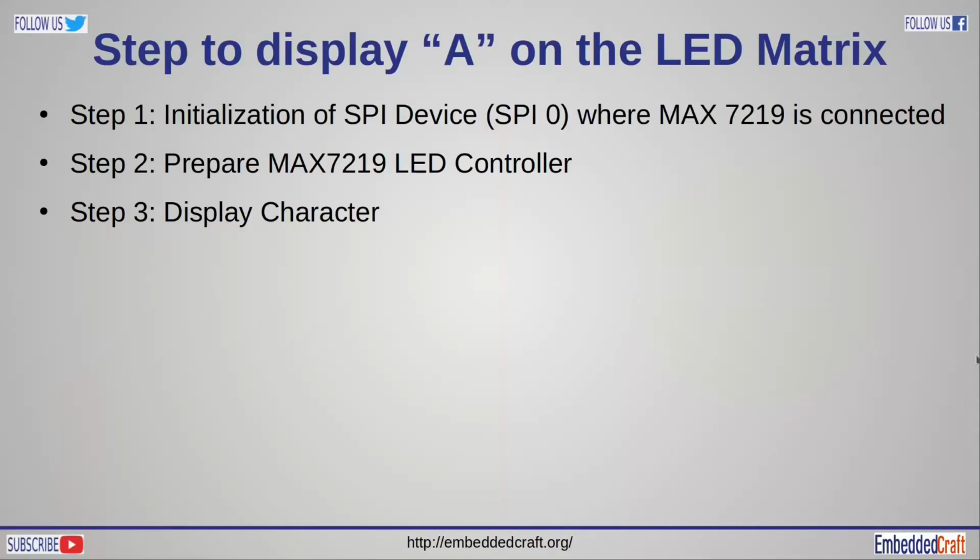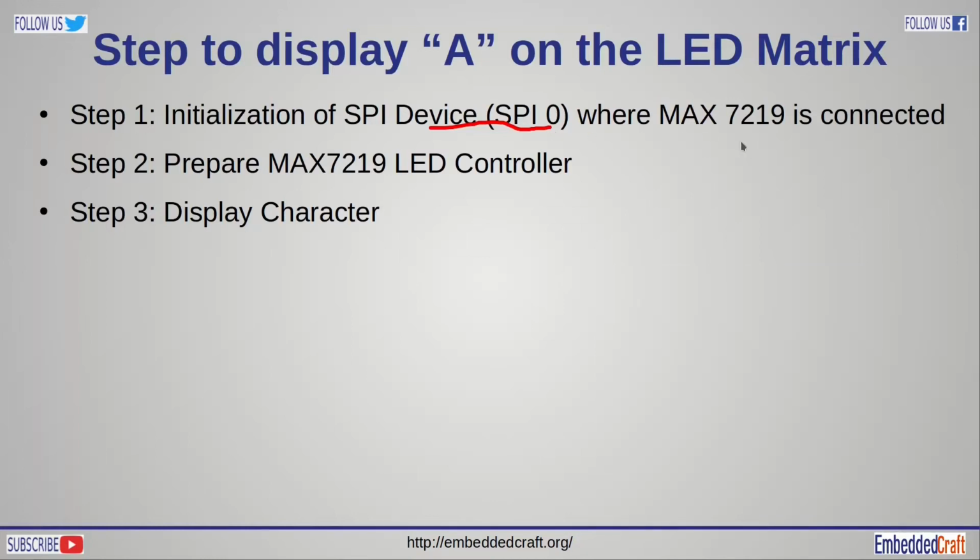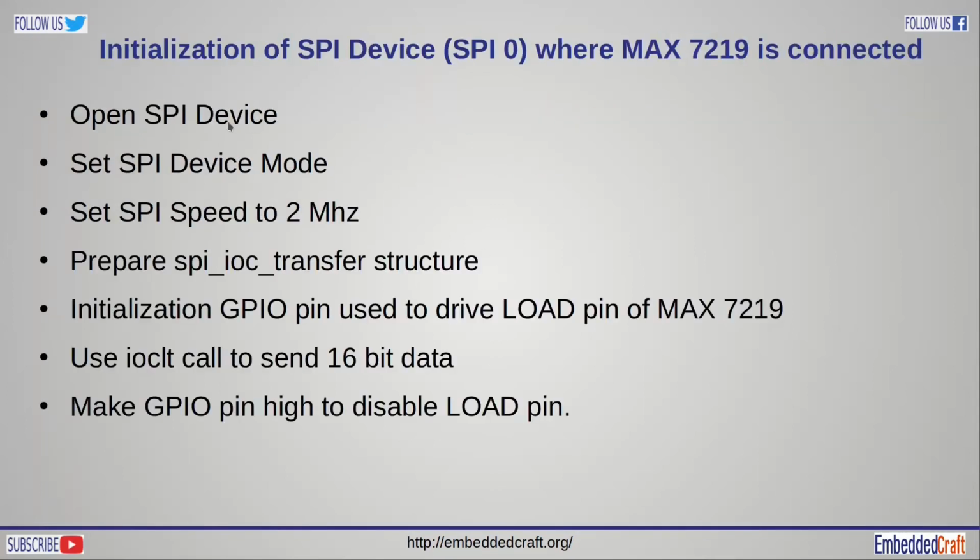Now we are ready to write C code. We need to write code in 3 steps. First step is to initialize SPI Device 0, because MAX7219 is connected to SPI 0. Second step will be preparing the LED controller. And finally, display the character. First we will open the SPI device. Set SPI mode. Set SPI speed to 2 meg.